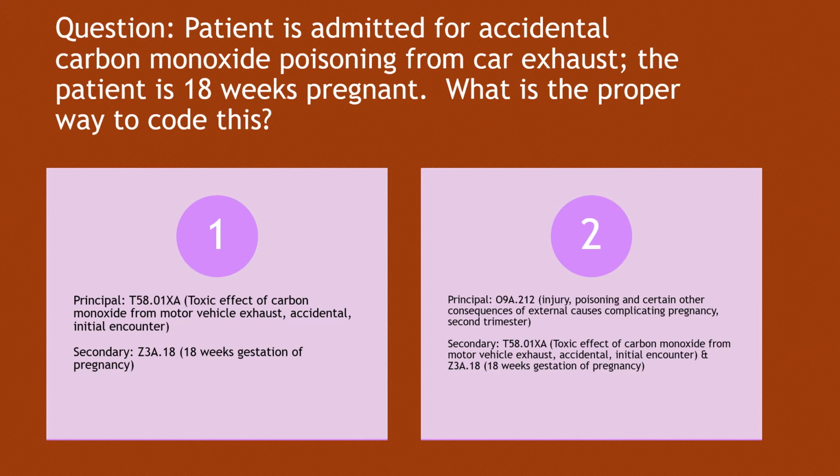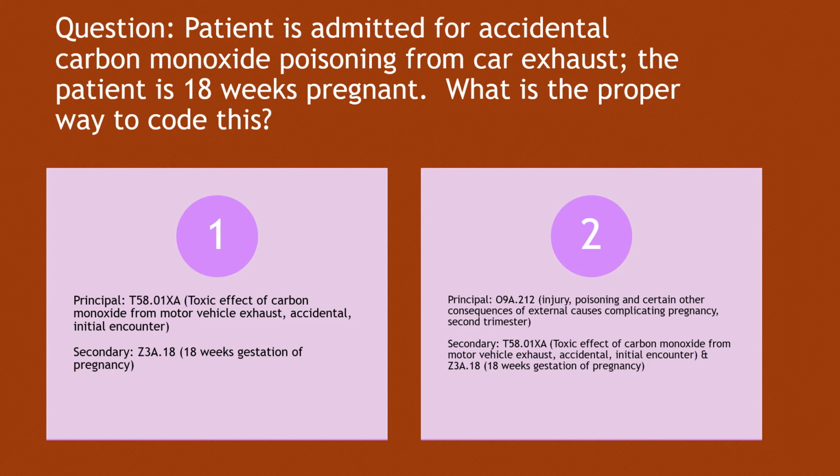Here's a question. A patient is admitted for accidental carbon monoxide poisoning from car exhaust. The patient is 18 weeks pregnant. What is the proper way to code this? Option 1, toxic effect of carbon monoxide from motor vehicle exhaust, accidental, initial encounter as the principal diagnosis, followed by the secondary diagnosis to indicate 18 weeks of gestation of pregnancy.